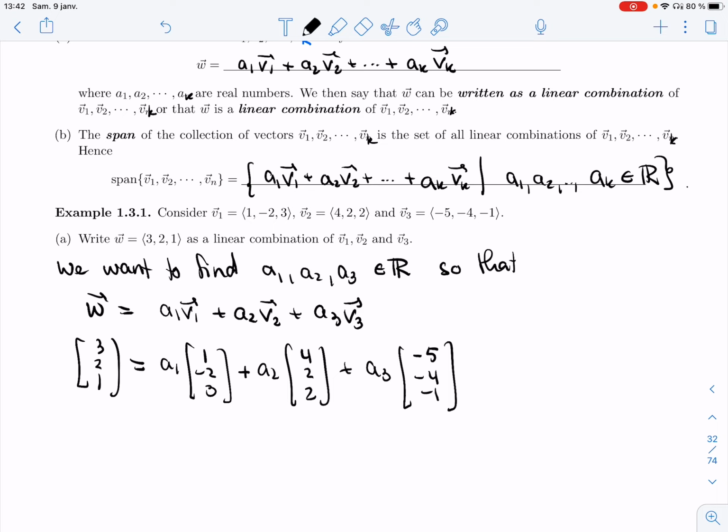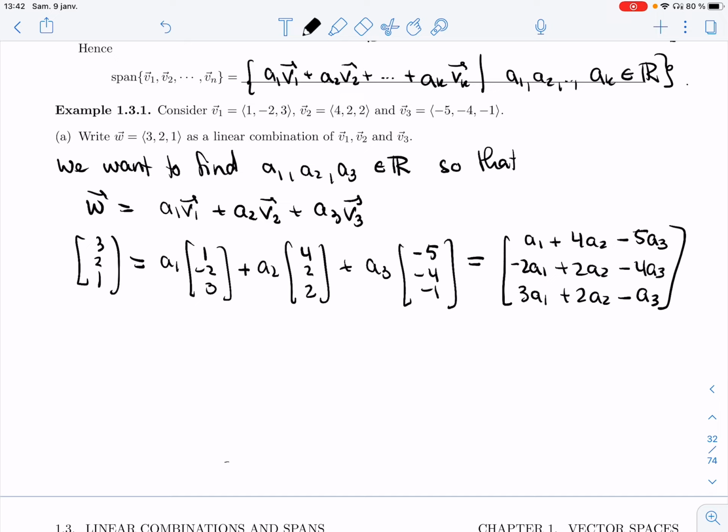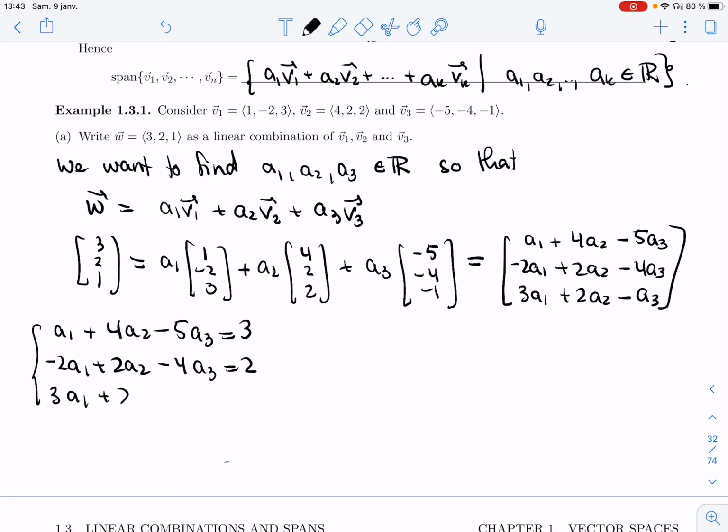As long as you can find values a1, a2, and a3 that work in this equation, you have written w as a linear combination. In this case, we're told that it works. We just need to figure out what a1, a2, a3 are. So let me join the three vectors. I would get minus 2a1 plus 2a2 minus 4a3 as my second component, and 3a1 plus 2a2 minus a3 as the third. And we want to make that equal to (3, 2, 1). So we end up with a linear system: a1 plus 4a2 minus 5a3 equals 3, minus 2a1 plus 2a2 minus 4a3 equals 2, and 3a1 plus 2a2 minus a3 equals 1.